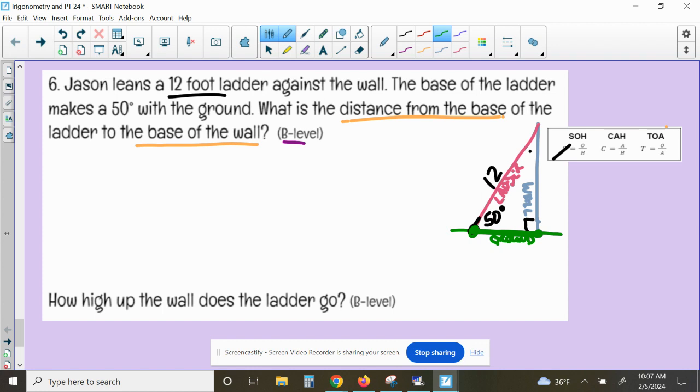What would you like to call him? Q. We're going to make him Q. So we're going to call this Q. All right.